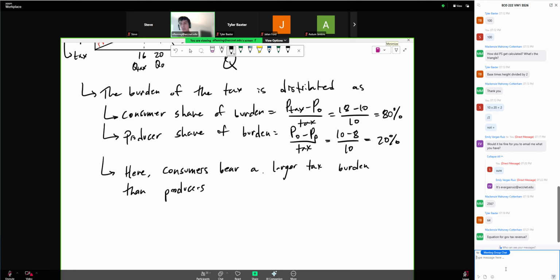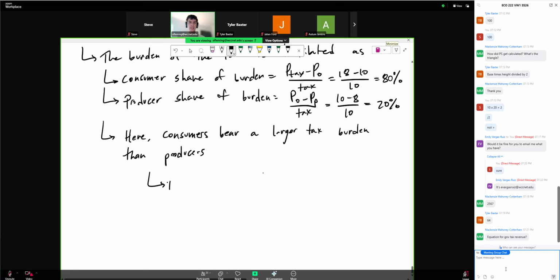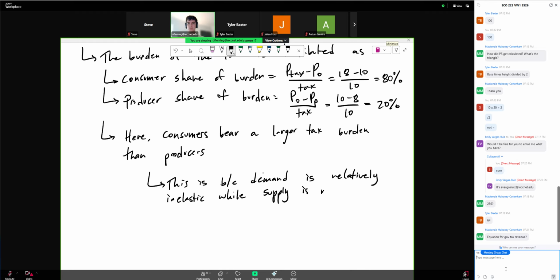And the exact reason for this is because demand is relatively inelastic, while supply is relatively elastic. Now, I'm going to talk about the intuition of that later, but hopefully you can kind of see what's happening here, which is that when demand is inelastic, it means that consumers are very unresponsive to changes in the price.